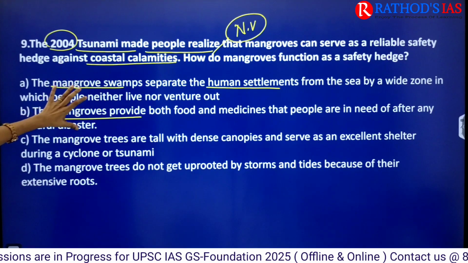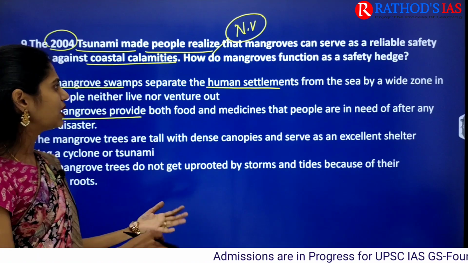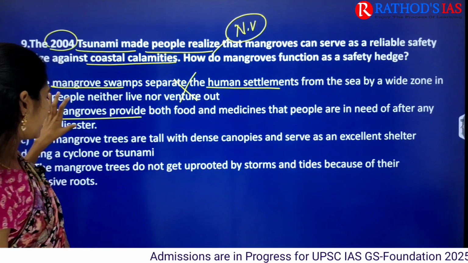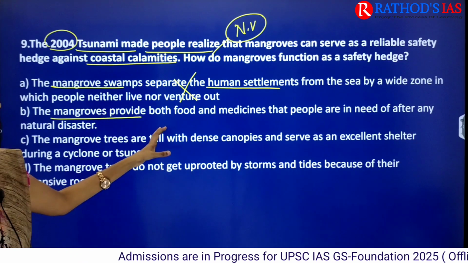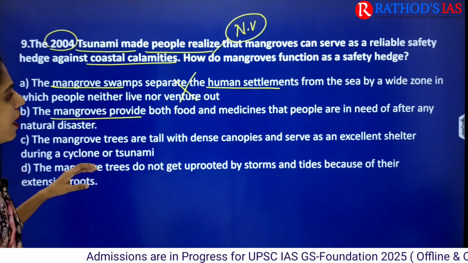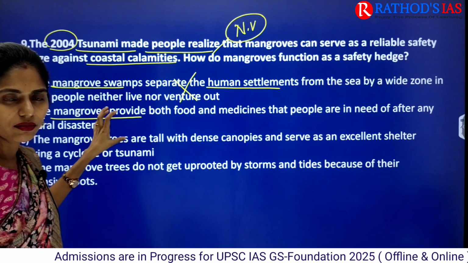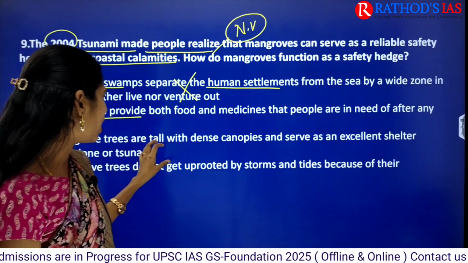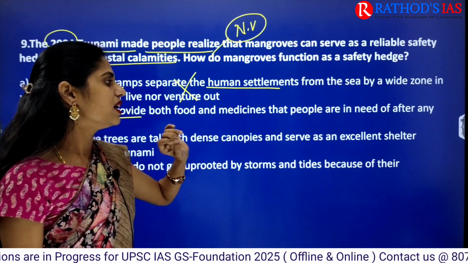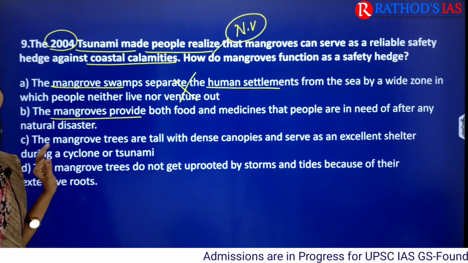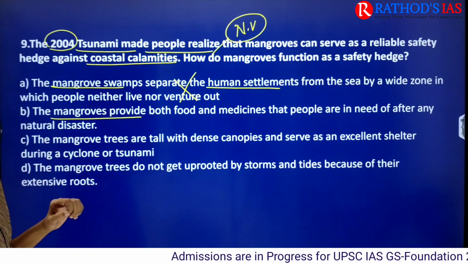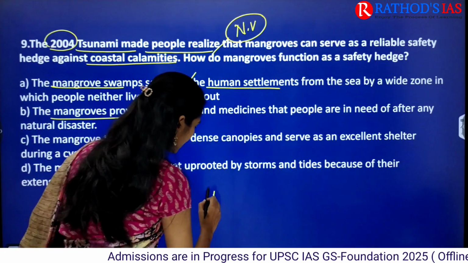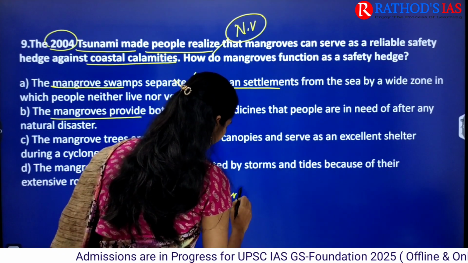So the first option here is like an extreme option. It will not be separating human settlements, right? So you can eliminate this. The second statement says that it is providing food and medicines. Of course it is providing, but this is not the main reason why they are providing safety. And option C is mangrove trees are tall with dense canopies and serve as excellent shelter. So they are not going to provide any shelter during the cyclones or tsunamis because mangroves are present in this intertidal zone.